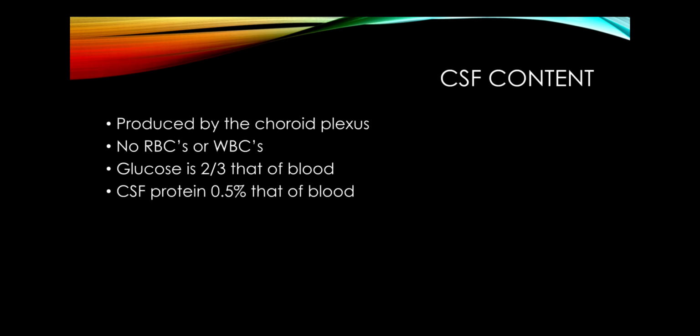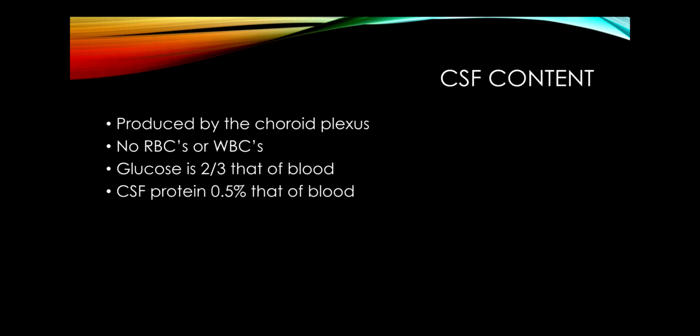Right, so what is in cerebrospinal fluid? We said it's produced by the choroid plexus. Importantly, red blood cells and white blood cells do not belong in the cerebrospinal fluid. If you're finding them when you do a lumbar puncture, that needs to be explained because they don't belong there. Equally important, make sure you get this point.